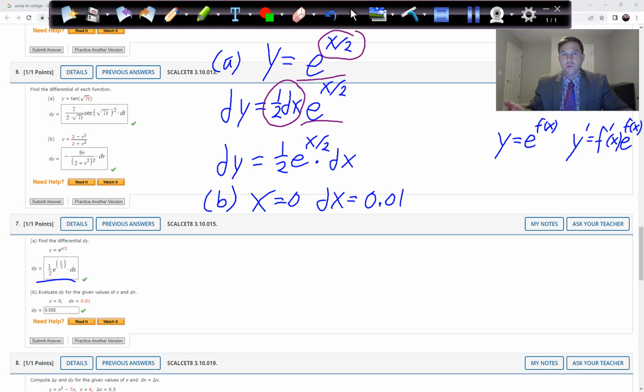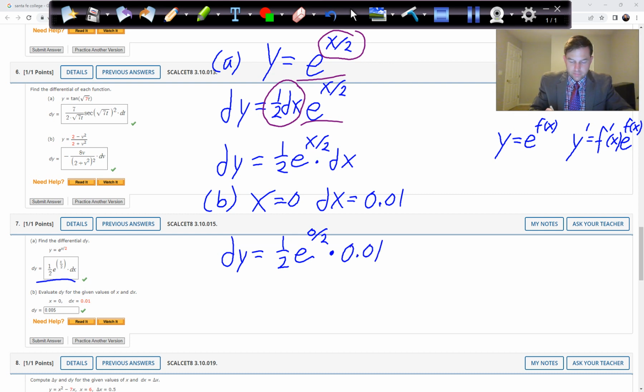because the inherent nature of our measuring tools is that they have error in them. We can't make perfect tools, perfect scales. Okay, so dy is equal to 1/2 e to the 0 over 2, times 0.01. Well, 0 over 2 is 0, and anything to the 0 power is 1, so we get e to the 0 is 1. This is just 1/2 times 1, which is 0.5, times 0.01, which will equal 0.005.